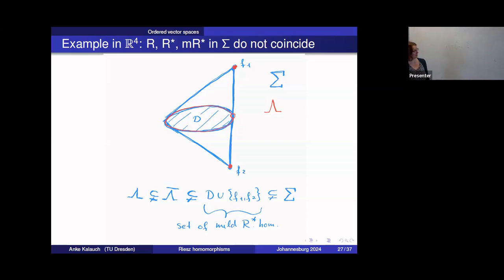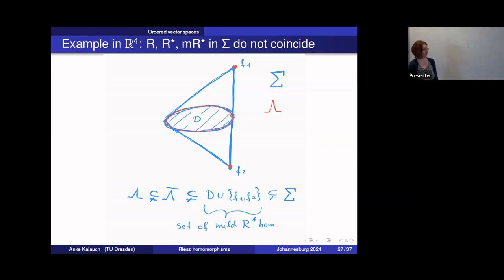So the lambda is just here the red without this point, and F1 and F2. This is the lambda. And you see when I close it, you obtain one point more. So the lambda bar is a little bit bigger, contains this point as well. And the mild V star homomorphisms, one can show that these are the D, so this the whole set plus the 2 points. This is a set of mild V star homomorphisms, but this is not the whole sigma.